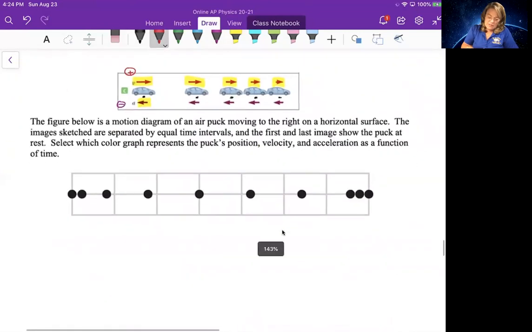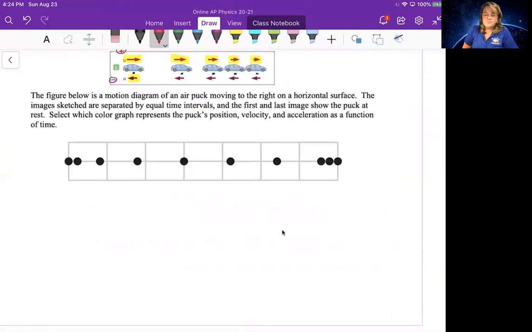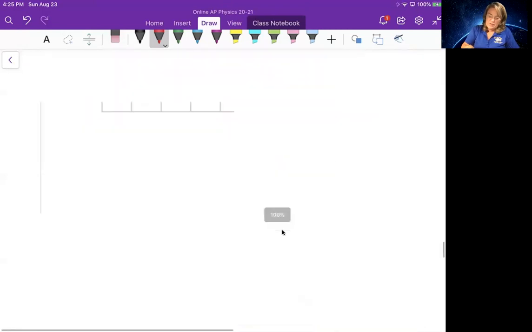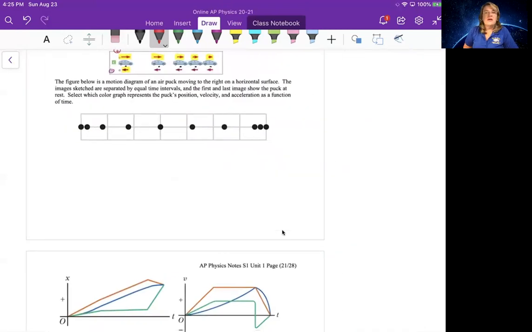So now let's take a look at this picture here. The figure below is a motion diagram of an air puck moving to the right on a horizontal surface. The images sketched are separated by equal time intervals, and the first and last images show the puck at rest. So select which color graph, which I guess is on the next page, represents the puck's position, velocity, and acceleration as a function of time.